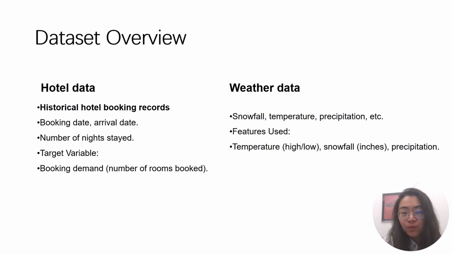And on the other hand, we use weather data, which we got from a weather forecast API. To collect the weather data, we mainly focused on the snowfall for sure, and the temperature, precipitation, and so on. We used features like temperature, snowfall, and precipitation. Yeah, this is our dataset overview. Let's look at the next.